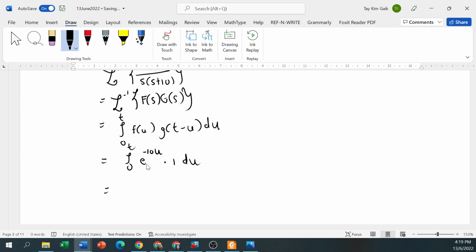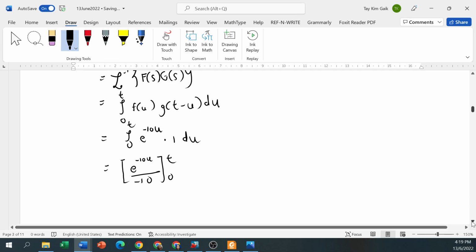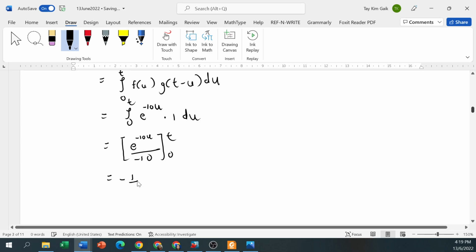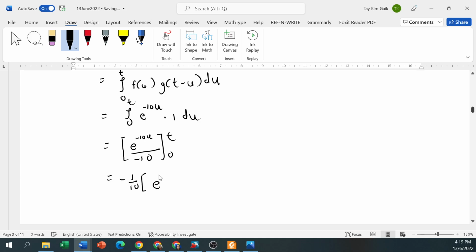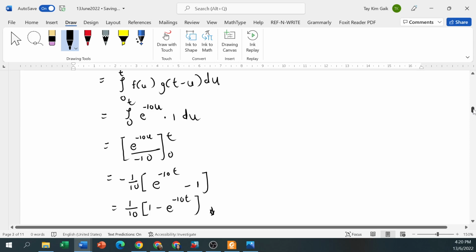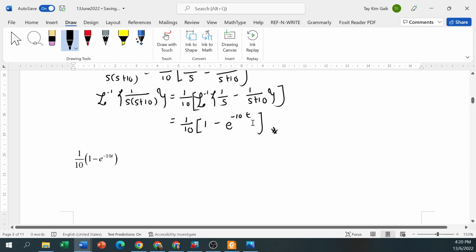Then integrate e^(negative 10u) with respect to u. You get e^(negative 10u) divided by negative 10, from 0 to t. Plug in the upper limit, so you get e^(negative 10t), minus the lower limit: when you plug in u equals 0, you get e^0, which is 1. So again, we get 1 over 10 times 1 minus e^(negative 10t). So using the convolution theorem, you obtain the same answer as what you get using partial fractions.